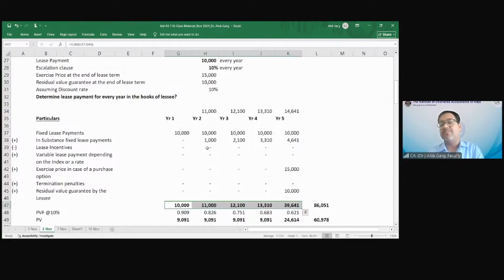This is the total lease payment every year: 10,000, 11,000, 12,000, 13,300, 39,641. The total lease payment is 86,051. This discount rate of 10% is given. What is the relevance of this discount rate?